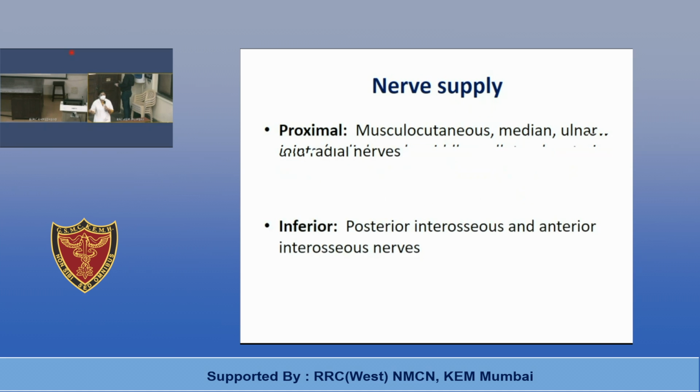Nerve supply: in the upper part there is the musculocutaneous nerve, and the median, radial and ulnar nerves. And in the lower part, there are branches of the radial and median nerves. The branch of the median nerve is the anterior interosseous nerve, and the branch of the radial nerve is the posterior interosseous nerve. So it will be supplying the inferior joint.